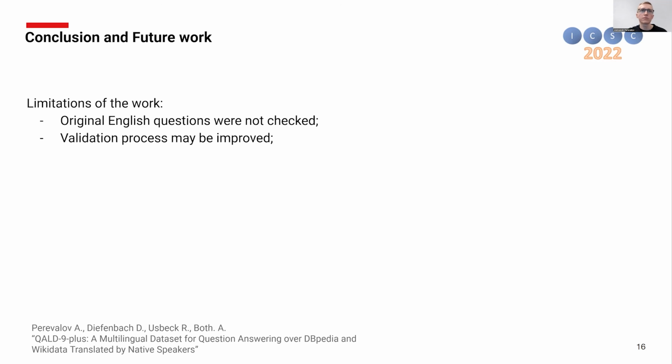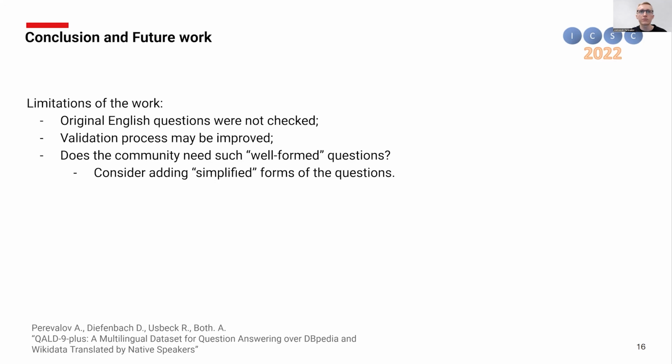The validation process can also be improved. For example, we did not check whether the people that translated the dataset were the same people that validated it. Of course, there are many people on the crowdsourcing platform, but sometimes there could be intersections. Also, a very important question: does the community need such well-formed questions in the datasets? For example, when you type something in Google, you basically don't care so much about the form of the question. That is why we consider adding simplified forms of the questions in the dataset in the future.